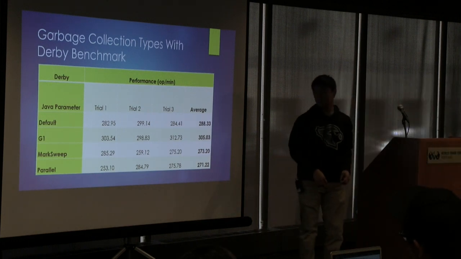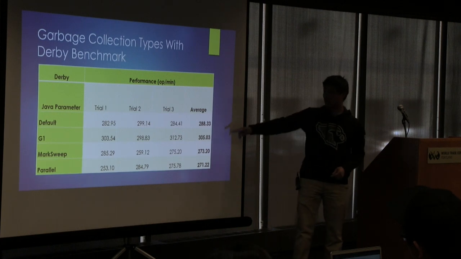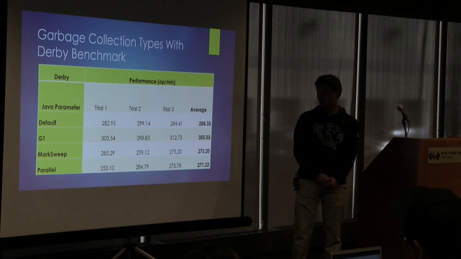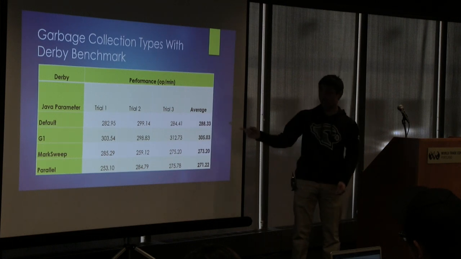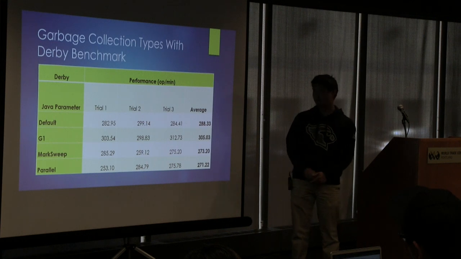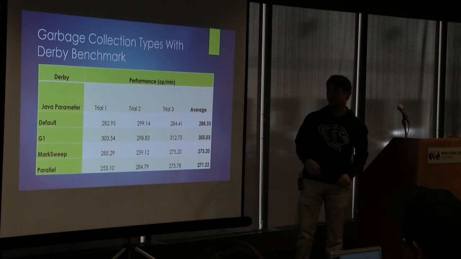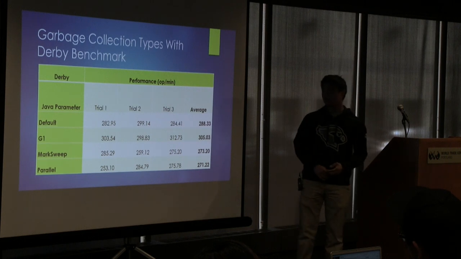Next, for the Derby benchmark, I also took three trials, and you can see here that the garbage first garbage collection type has a significantly higher performance rate than the other three: concurrent mark sweep, parallel, and the default, which I believe is also parallel. And you can see here that it's different than the other one, where the parallel yielded the highest performance. But here, garbage first yielded the highest performance.